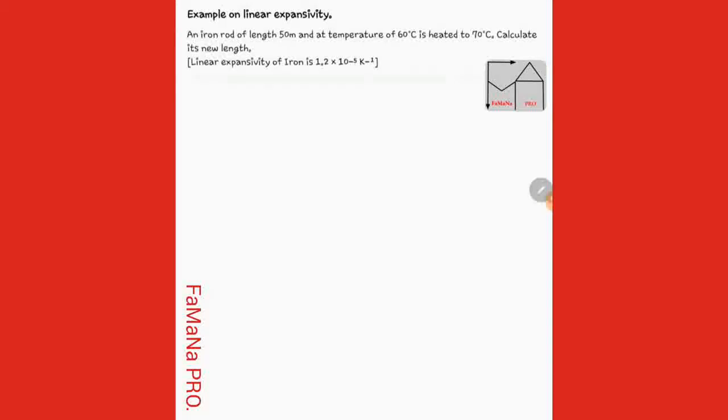So we want to calculate the new length of a rod after it expanded. The initial length of the rod is 50 meters at an initial temperature of 60 degrees Celsius. The temperature increased from 60 degrees Celsius to a final temperature of 70 degrees Celsius. So the change in temperature will be the final temperature minus the initial temperature, and that will be 70 degrees Celsius minus 60 degrees Celsius. And that will give us 10 degrees Celsius, which can also be in Kelvin since we are talking about change in temperature.